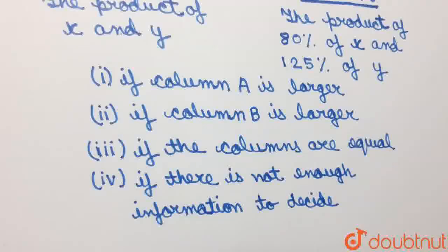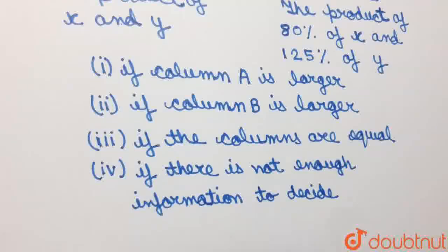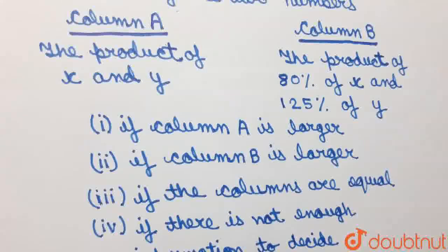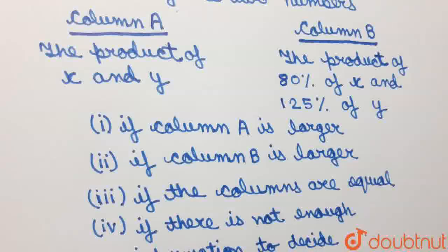As per the options, option 1 will be correct if column A is larger. Option 2 will be correct if column B is larger. Option 3 will be correct if the columns are equal, and option 4 will be correct if there is not enough information to decide. Okay, so we basically have to compare between the two columns, column A and column B.